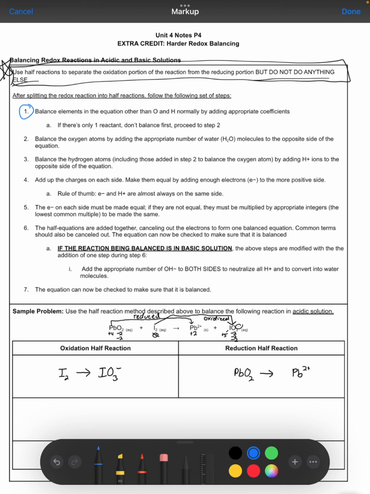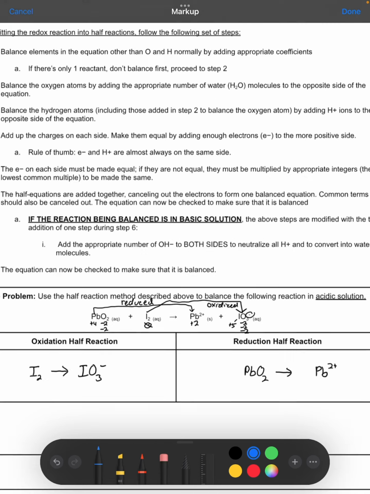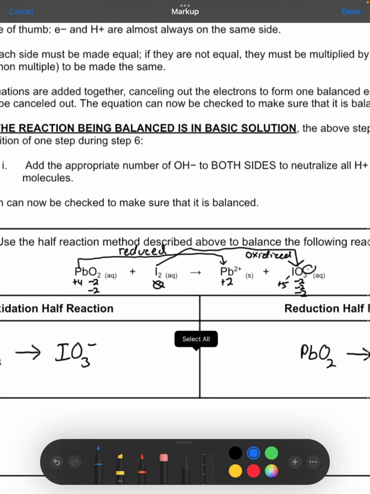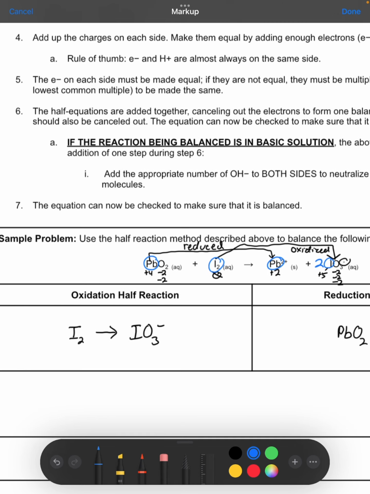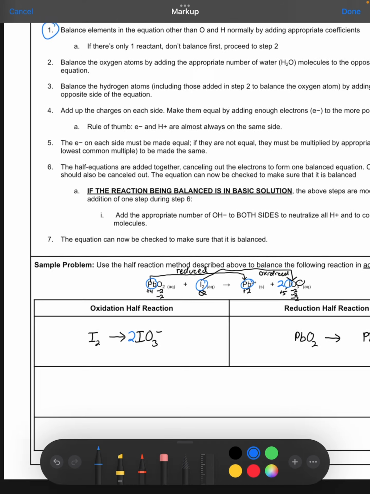If there's only one reactant, don't balance first, then just proceed to step 2. Well, there are more than one reactant, so we're just going to do number 1 normally. So I see in my equation up here that there's lead to worry about and there's iodine to worry about. There's only one lead on either side, so that's fine. However, there is a discrepancy with iodine. There's 2 of them on the left and only 1 of them on the right. So I'm going to end up adding a 2 onto the right-hand side to balance that iodine, and I'm going to move that 2 down here into my oxidation half reaction because I have done that.